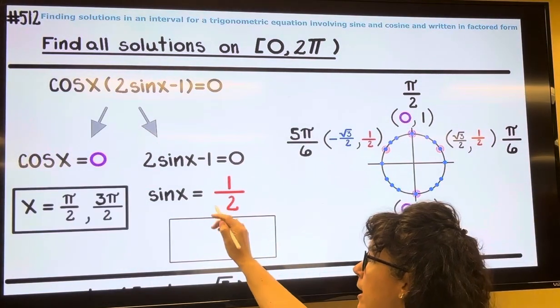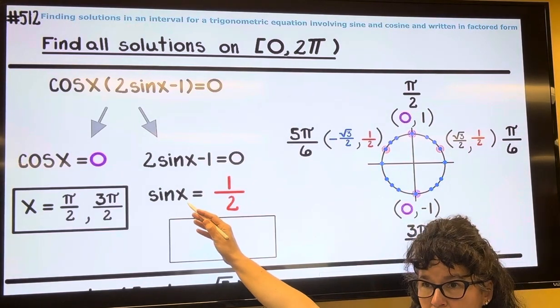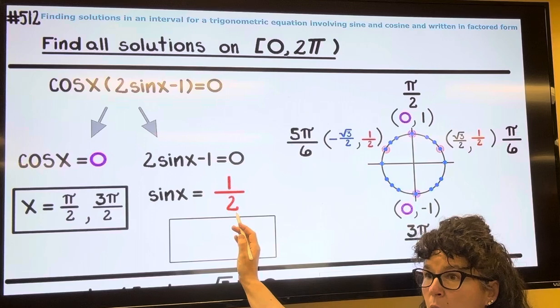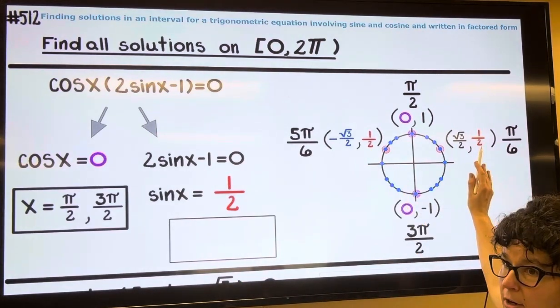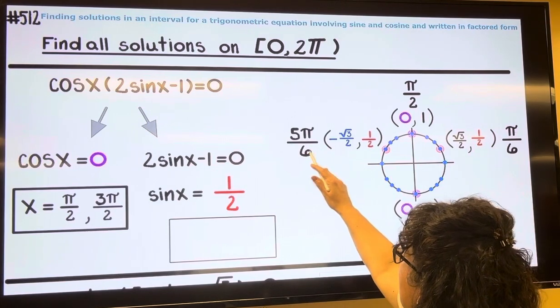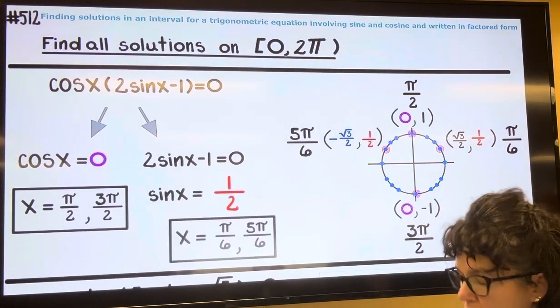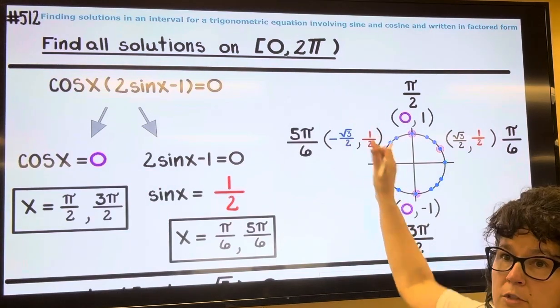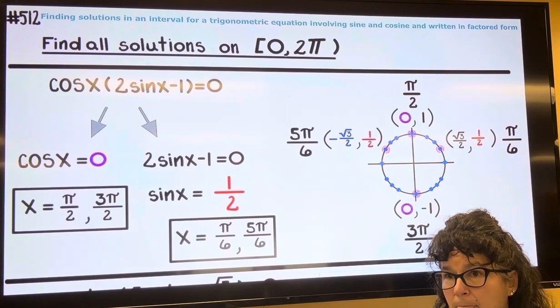Okay, this one right here, sine, is saying what angle measure has a y coordinate of 1/2, and that happens here and here, which is specifically 5 pi over 6 and pi over 6. So my solutions on the interval 0 to 2 pi are these 4 angle measures.